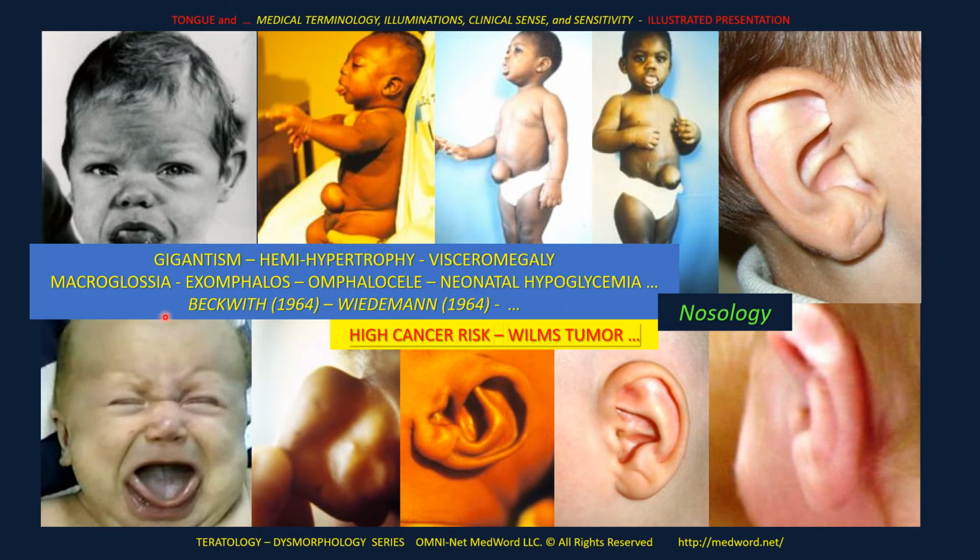He found that all those findings were already reported by Beckwith in 1964 and by Wiedemann in 64, and that the evidence of high cancer risk, Wilms tumor, accumulated since 1964 to be beyond dispute. Also, that the signs on the ear, that is the helix and pits and the lobules irregularity, was a major sign that signaled high cancer risk in newborns that may or may not have had omphalocele.